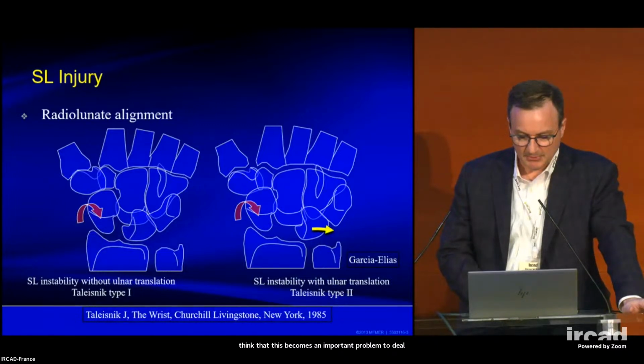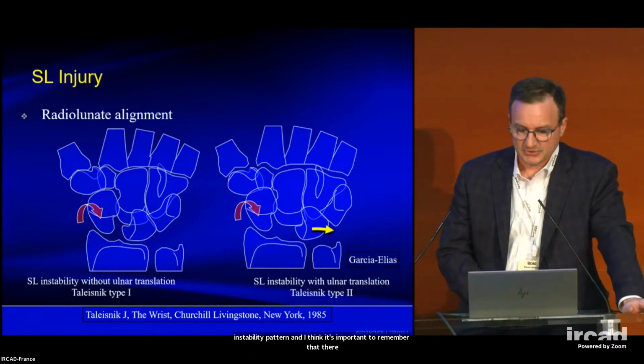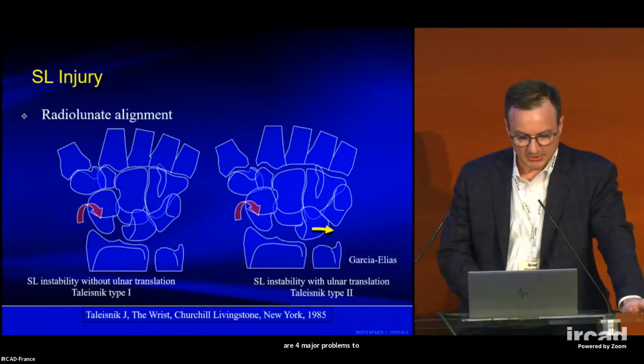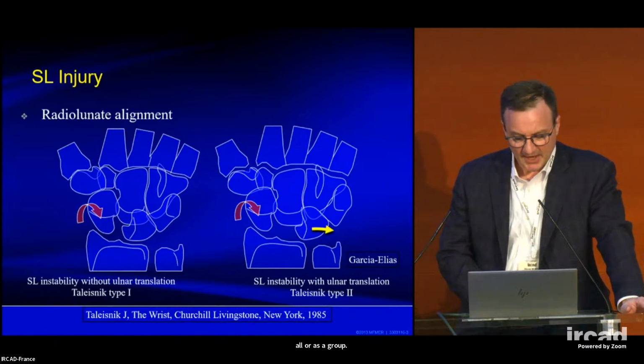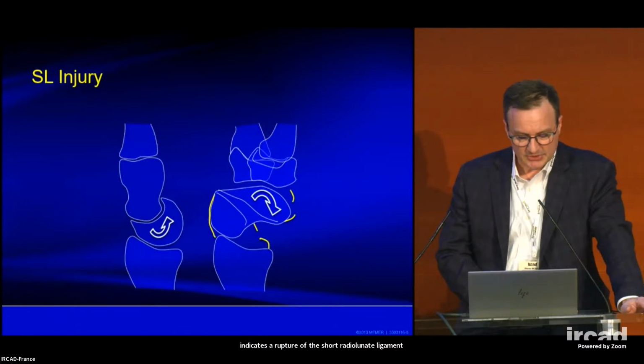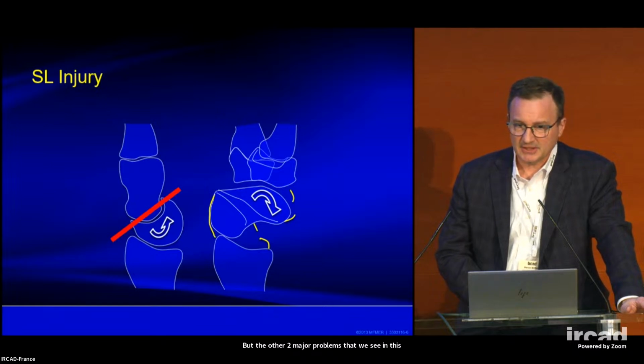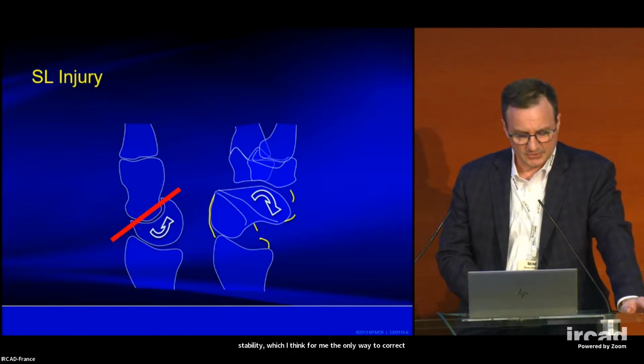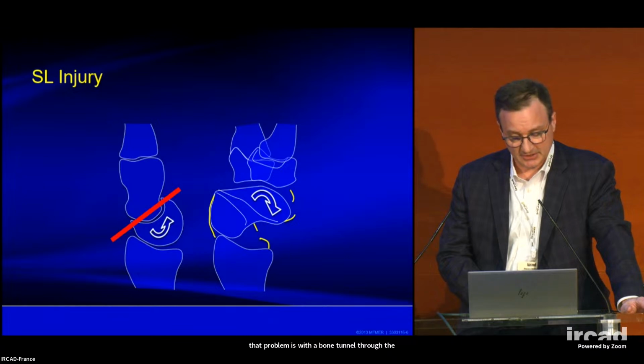And I think it's important to remember that there are 4 major problems to deal with when dealing with scapholunate instability, and they may occur individually or as a group. We have first scaphoid flexion, we have the diastasis, and if the diastasis is significant, that usually indicates a rupture of the short radiolunate ligament. But the other 2 major problems that we see in this patient are the dorsal intercalated segment instability, which I think, for me, the only way to correct that problem is with a bone tunnel through the lunate. That's the only way that I've found to consistently fix it.